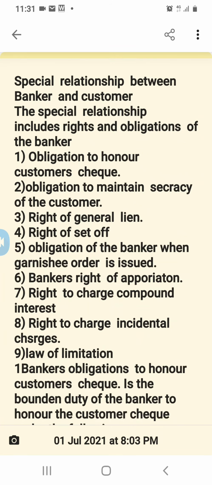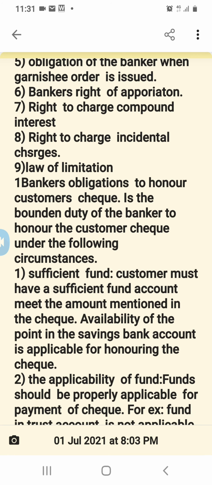So this is all about the special relationship between the banker and the customer, and the obligation to honor the customer's check.